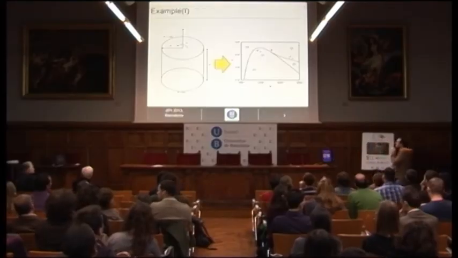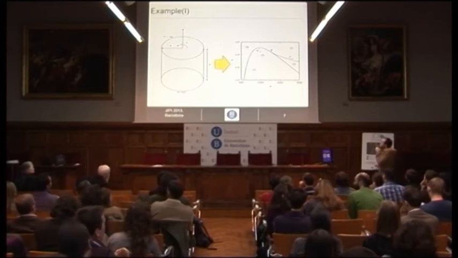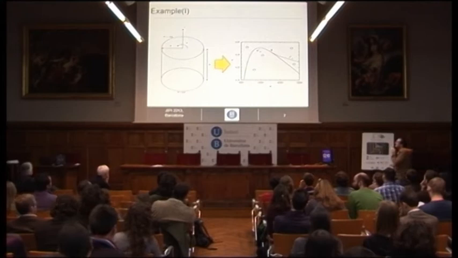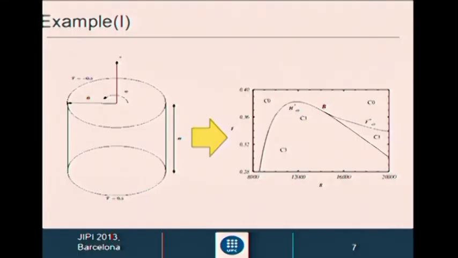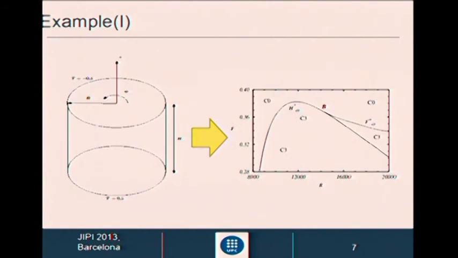I want to show you an example of what we typically do. Here, I consider the fluid enclosed in a cylinder, which is rotating around its vertical axis and subject to a vertical thermal gradient. I mean, the bottom lid is hotter than the top lid. To the right, you see a bifurcation scenario corresponding to this system.